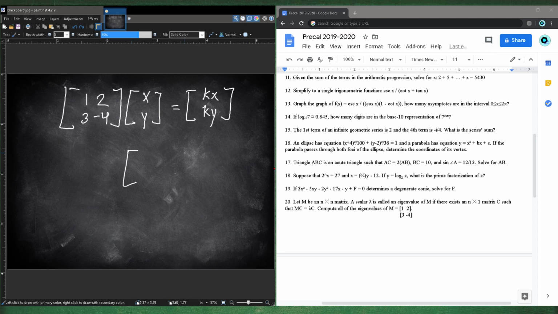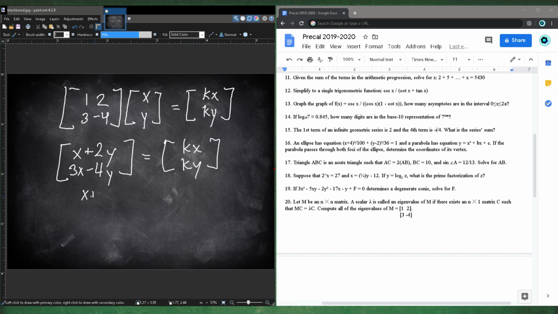But if you want to solve it earnestly, how you do it is that you actually do the matrix multiplication. So 1 times x is x, and then 2 times y is 2y, and then 3 times x is 3x, and then -4 times y is -4y. So that's just basic arithmetic multiplying. Then kx and ky. So now you have to set them equal to each other, and now we're going to combine like terms.